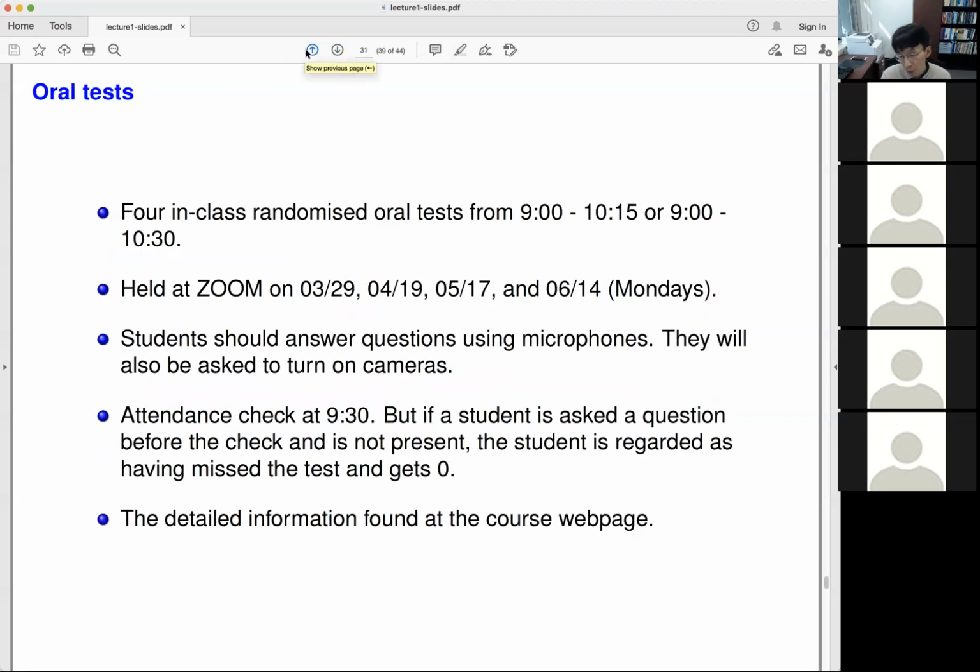The unusual part of this course is the oral test. We're going to have 4 in-class randomized oral tests. The 2 that happen during the non-exam period will go from 9 to 10:15. The 2 that happen during the exam period will go from 9 to 10:30. They will all be held on Zoom, and it's randomized. I will randomly call the names of students. If a student is absent, that student will get 0. If the student answers the question well, that student will get a little bit of plus points. And if the student doesn't perform well, the student will get a minus.